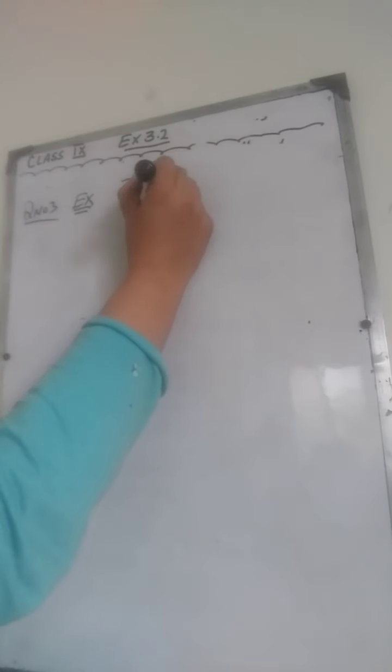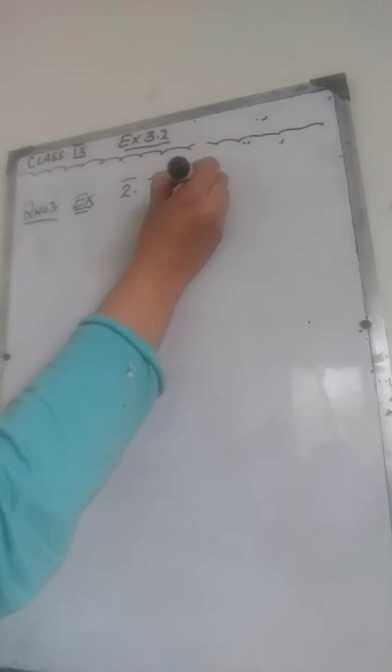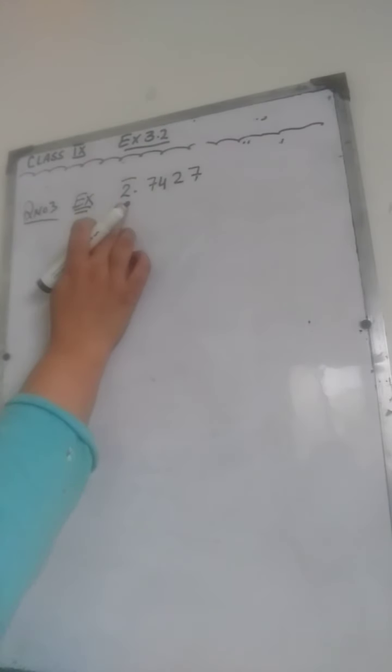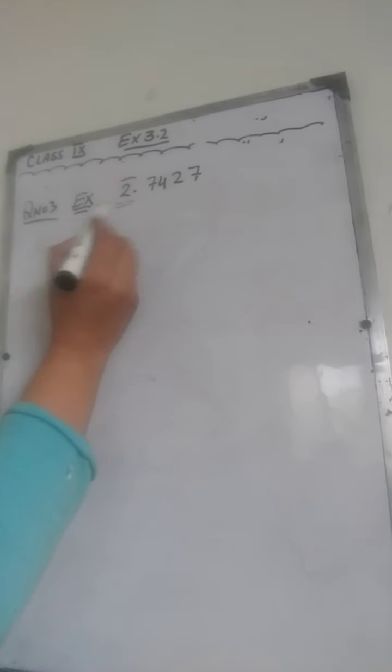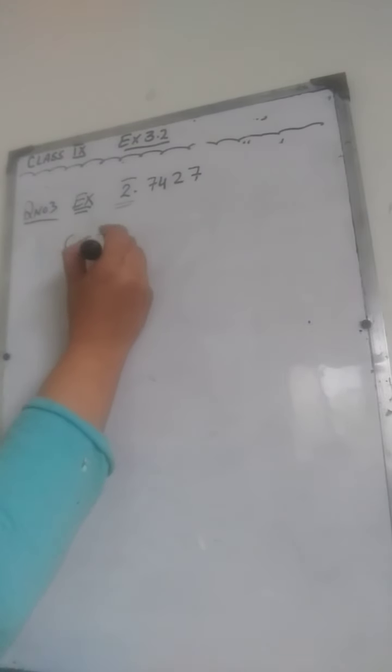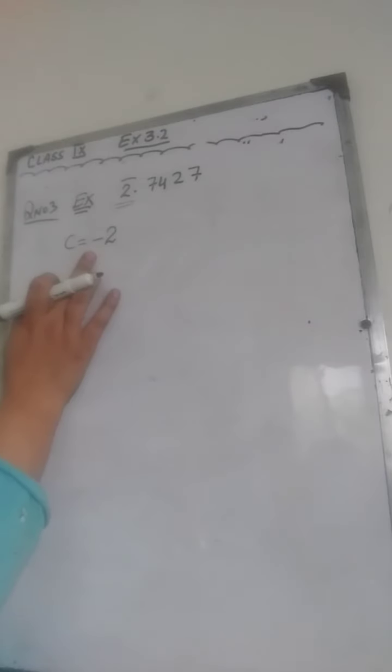Let me write it from your book. Suppose the number is written like this. Here the characteristic is negative 2, because the number written before the decimal point always indicates the characteristic while we are finding the anti-logarithm. So the characteristic is negative 2, it is a negative characteristic. The method will be a bit different.